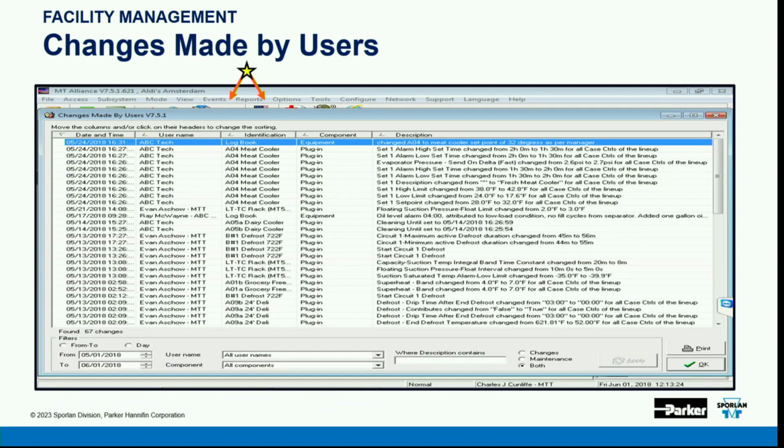There, you see up here, you have events and reports. What this does is it lists anybody who's done anything to the system. So some of you might have met Evan. He was one of our technicians before he started his own company. But in this particular store on May 13th, 2018, he was working on B number 1, 722F. The active defrost duration was changed from 44 minutes to 55 minutes. So all of that is in there.